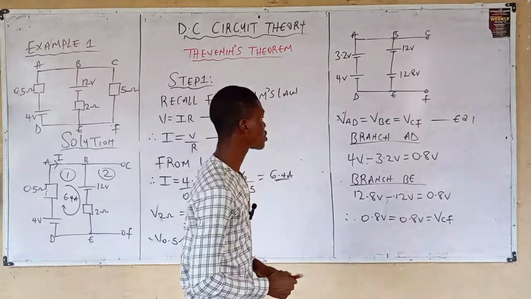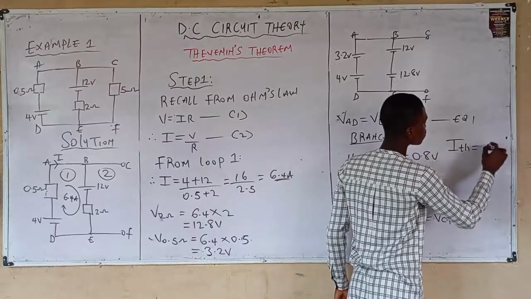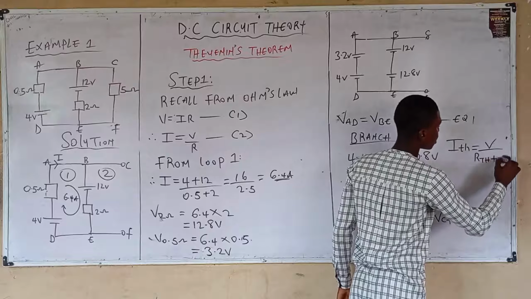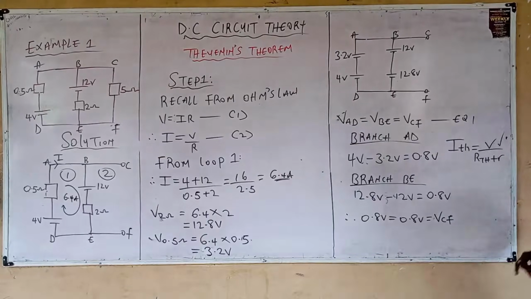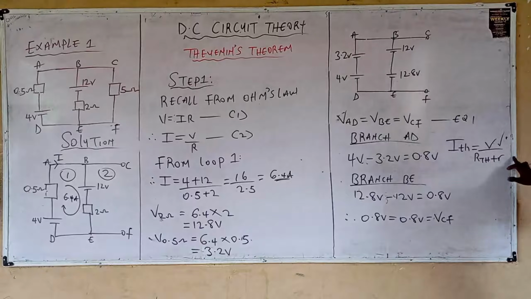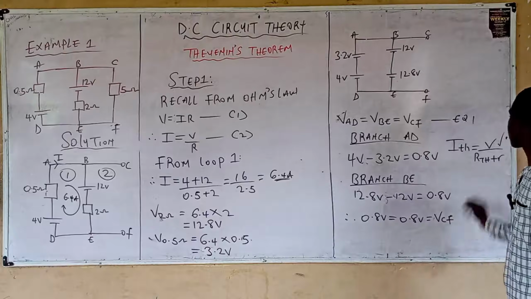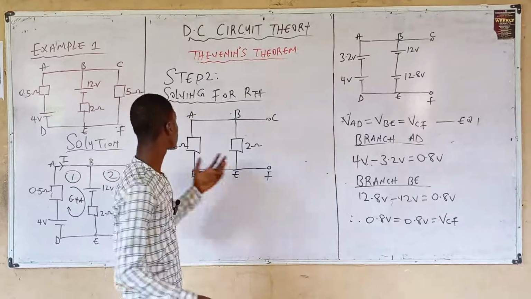Recall from Thevenin's theorem, we said that I Thevenin is equal to V divided by R Thevenin plus the load resistor. We've calculated the value of voltage to be 0.8 volts, right? Then we know our R load, which is the 5 ohm resistor. Then how do we get RTH? Solving for RTH, step 2.